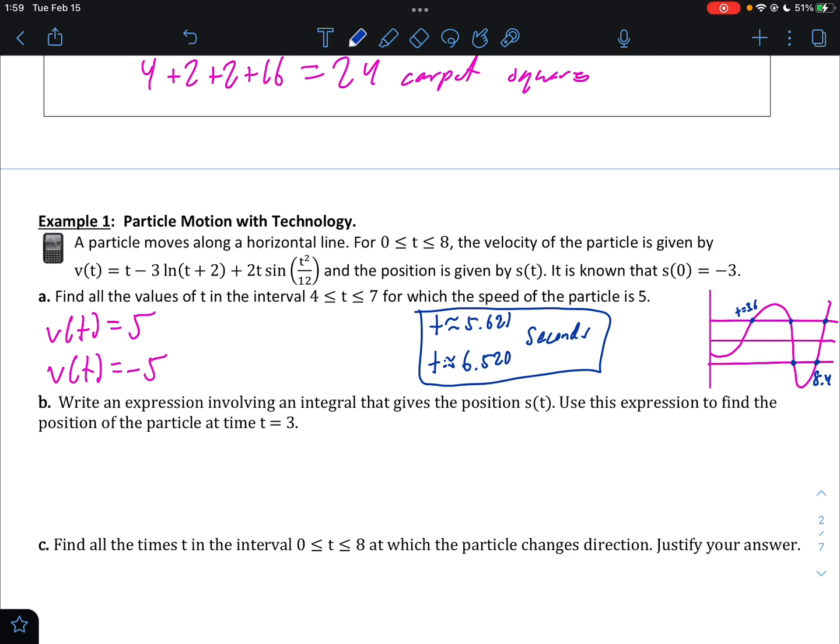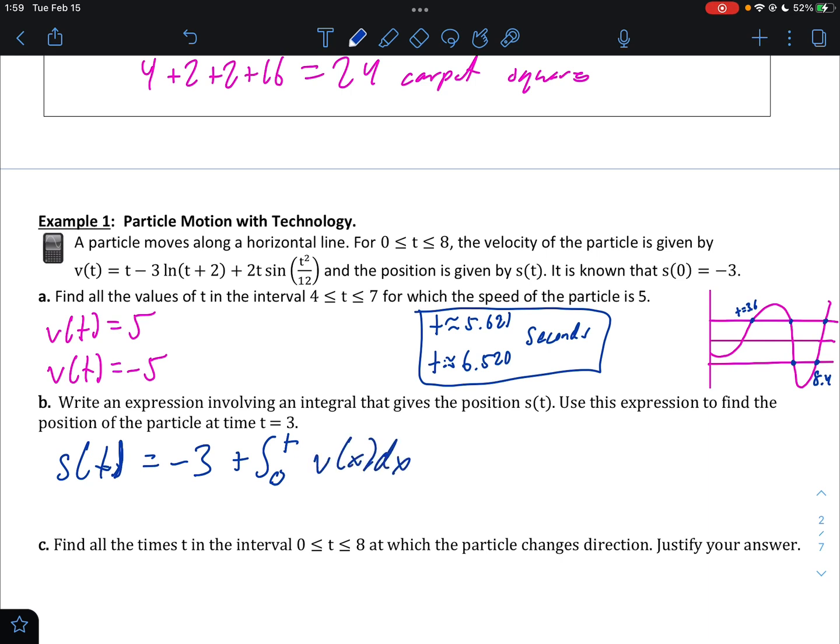Part B, write an expression involving an integral that gives us a position s of t. Use this expression to find the position at time t equals 3. This is our accumulator function that we worked with a lot in chapter 6. So our position is going to be our starting point, which is -3, plus the integral from 0 to t of v of x dx.